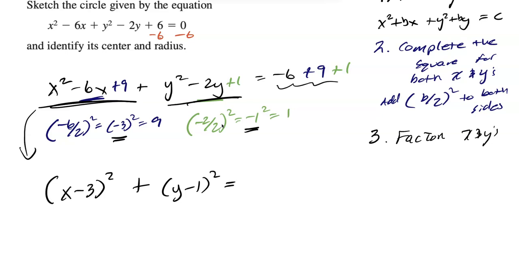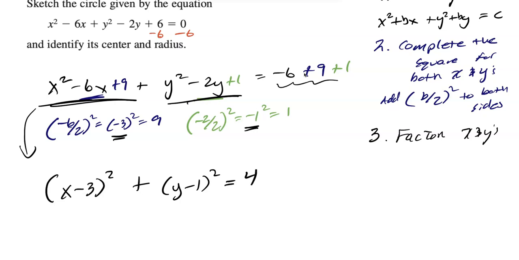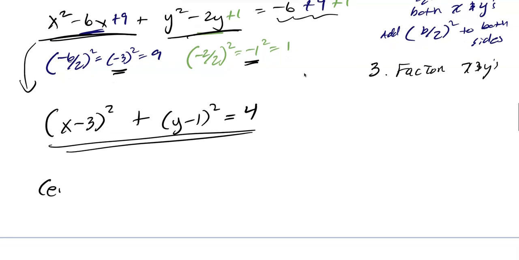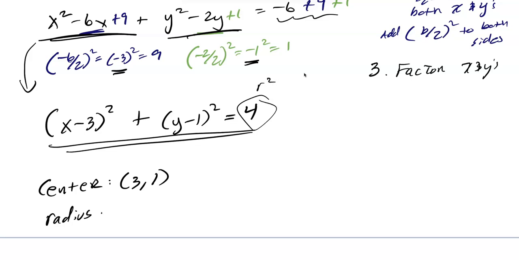Simplify all this side. So we get 9 plus 1 is 10. 10 minus 6 is 4. And that's our center equation. Now once you have that, I can find my center. Right, inside opposite, so it's 3 and 1. And I can find my radius. Remember, this guy is r squared, so I got to take the square root of that, which is 2. So there's my center, there's my radius.